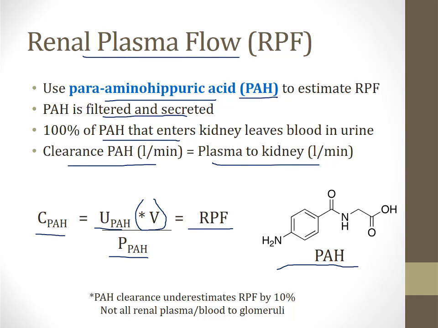Now just an aside here, PAH clearance slightly underestimates true renal plasma flow by about 10%. This is because not all of the plasma and blood that goes to the kidneys goes to the glomeruli. Some go to other non-glomerular structures. So sometimes this is called the effective renal plasma flow, and the true renal plasma flow is slightly higher.